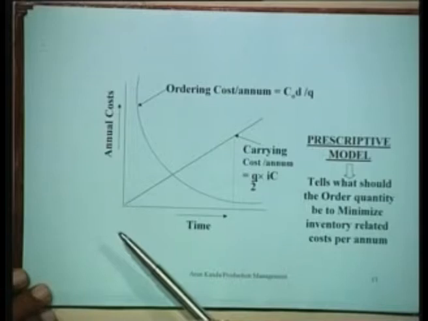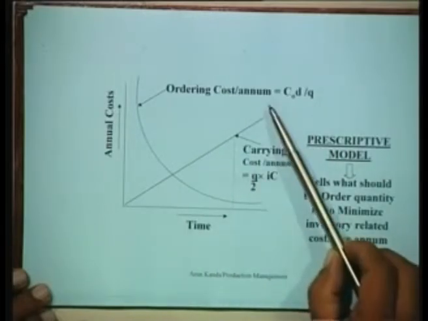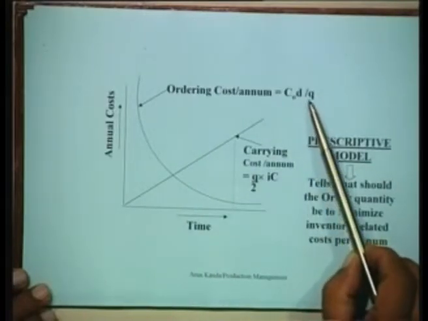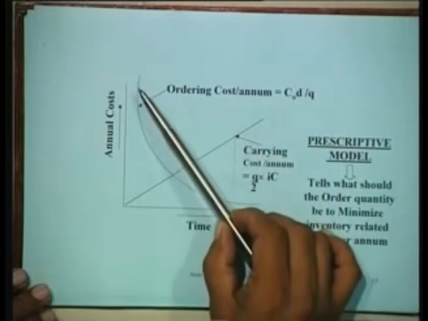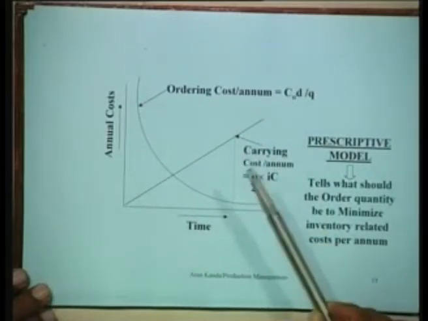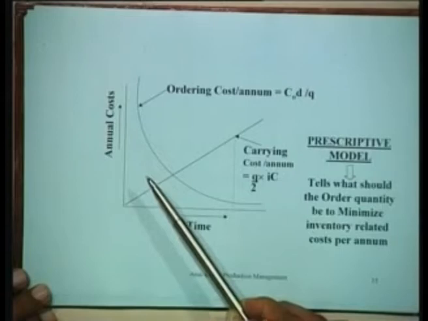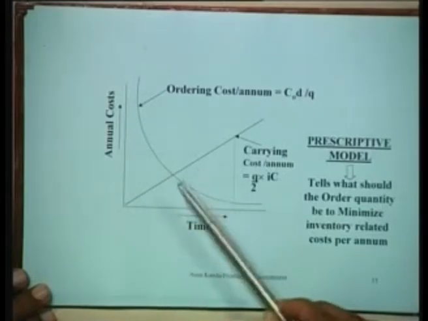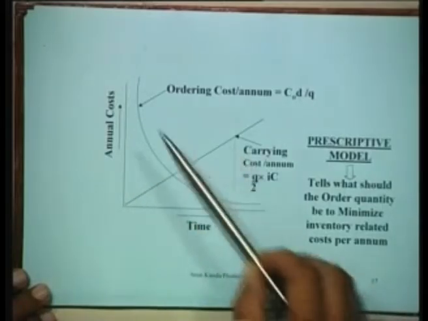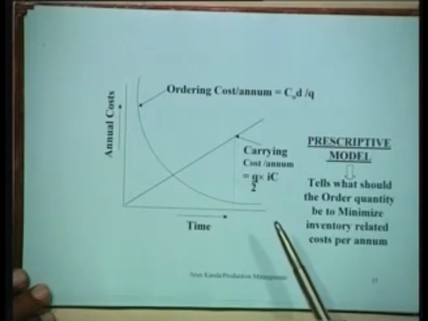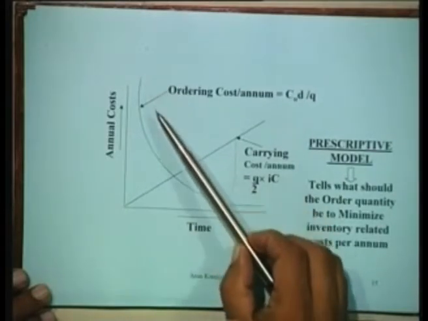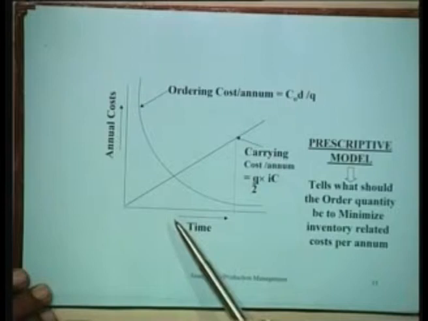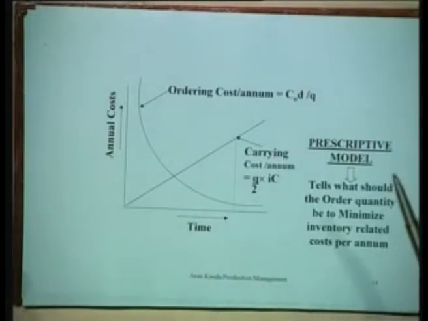variation for the cost here, and the ordering cost per annum is C0D by Q. So this particular function would be something like this. So what really happens is that you have two conflicting cost parameters, one increasing, one decreasing at a different rate, and the total cost would be something of this nature, and the EOQ is the quantity which minimizes the total cost. But apart from this, the model tells you a lot of other useful things.